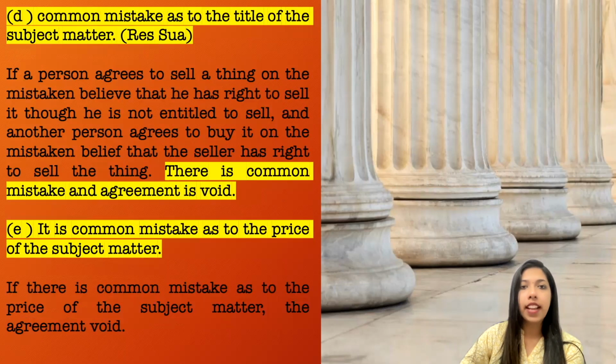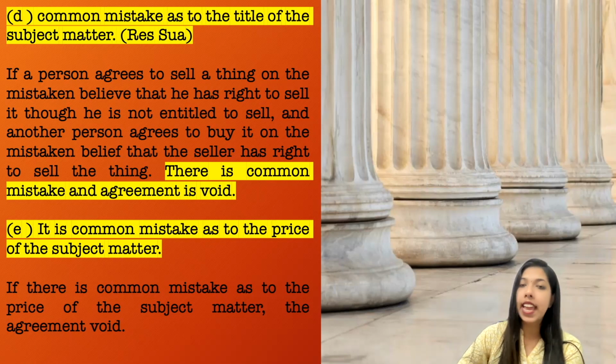Next is common mistake as to the title of the subject matter, that is res extincta. The meaning is that a party believes that he or she has a right to sell a particular property, and the opposite party B believes that party A has a right to sell the property. They both believe that. But this is a mistaken belief that the seller has the right to sell the thing, and there is a common mistake between A and B, and it is going to be an agreement that is void in nature.